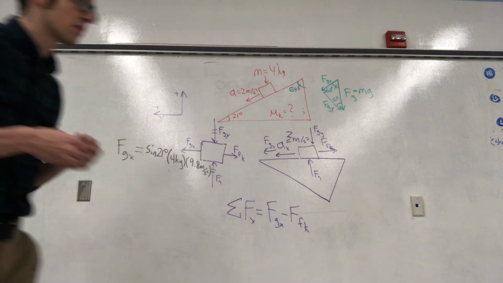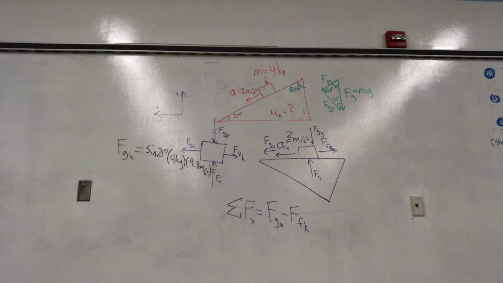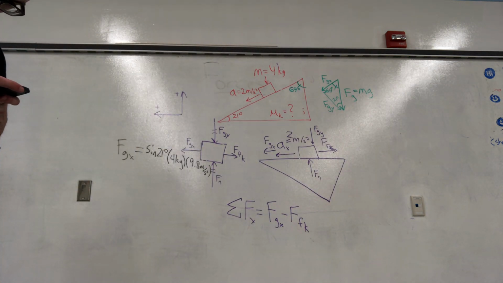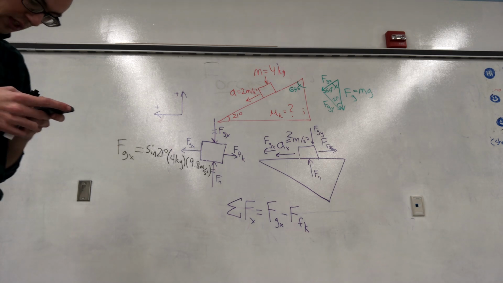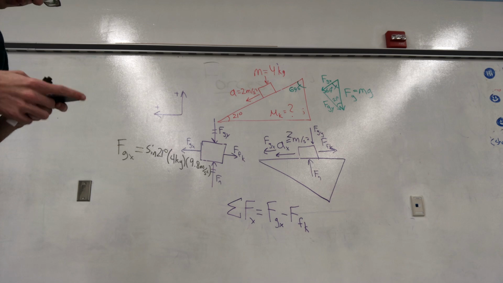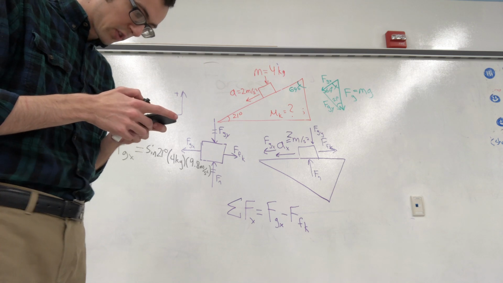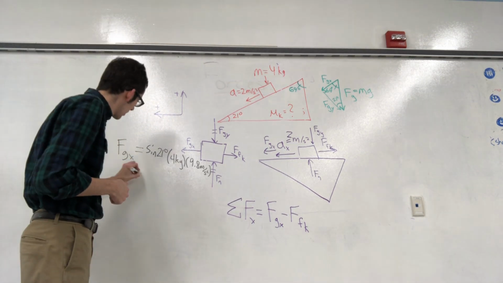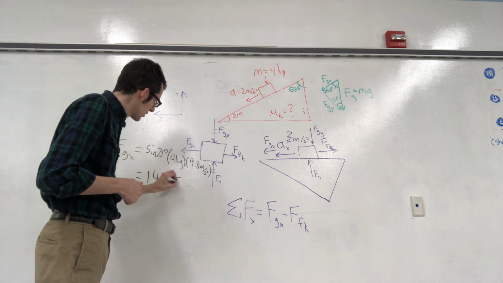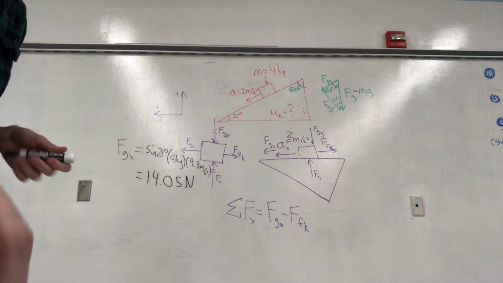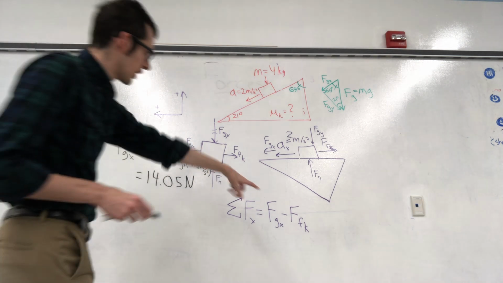All right, so I'm going to do that math, get a calculator. We need to do the sine of 21 degrees, and then we'll take that and multiply it by 4 kilograms and multiply that by 9.8 meters per second squared. So 14.05 newtons is our FGX.